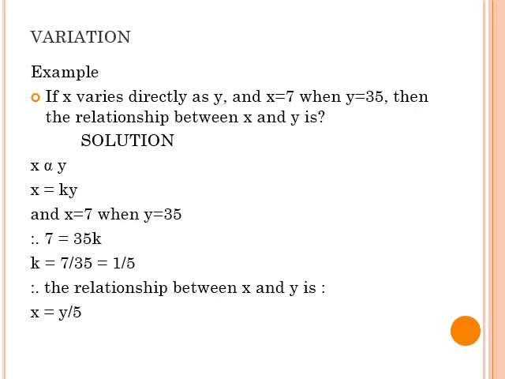Therefore, the relationship between x and y is that x is equal to y over 5. You will substitute the value of the constant into the equation here. So we have x is equal to y over 5. Good.